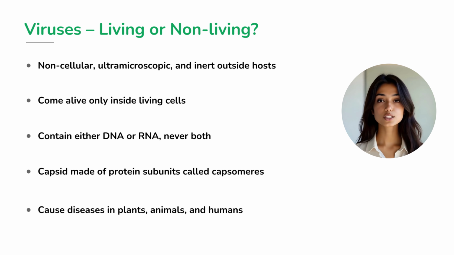Viruses contain a nucleic acid core, either DNA or RNA, never both, and a protein coat called a capsid, made of units called capsomeres. Plant viruses usually have single-stranded RNA. Animal viruses can have single or double-stranded RNA or DNA. Bacteriophages, viruses that infect bacteria, generally have double-stranded DNA.